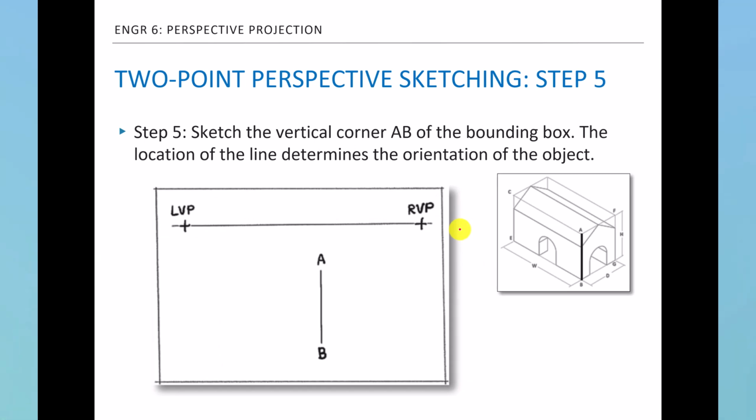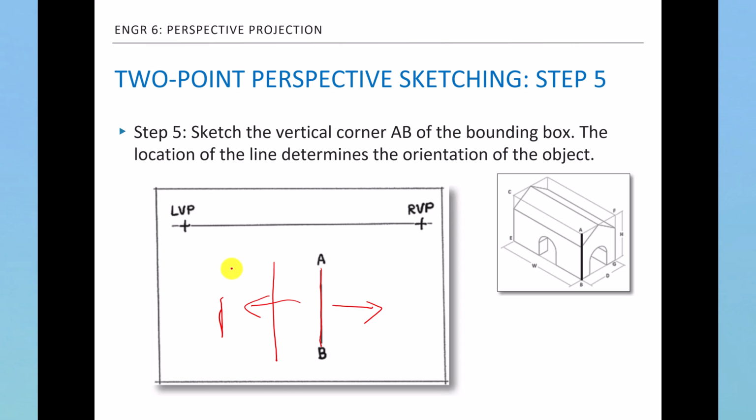Then we sketch the vertical line AB. Like I mentioned, any vertical line in the object will be drawn as a vertical line. So we can sketch this line AB, but the question is where we locate it. You can make it left or right, or even make it small or large. So your horizontal location will determine the orientation of the house.